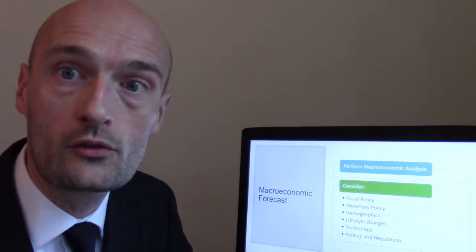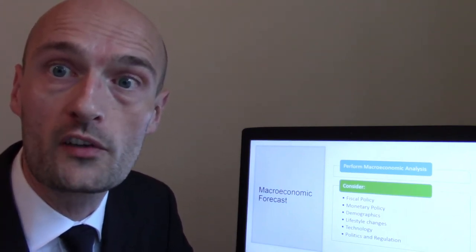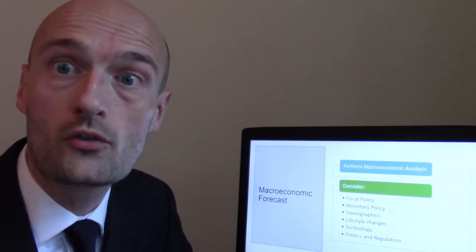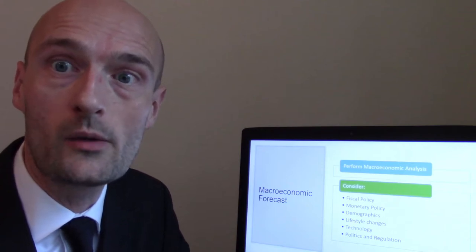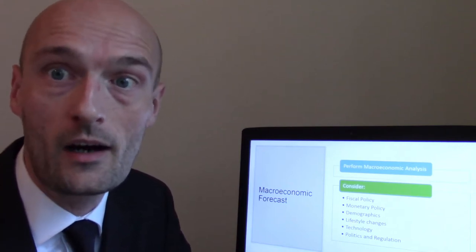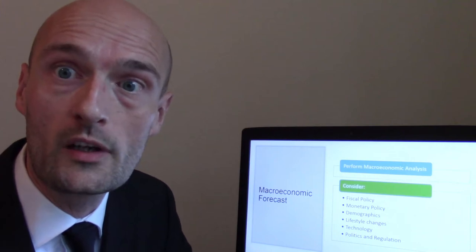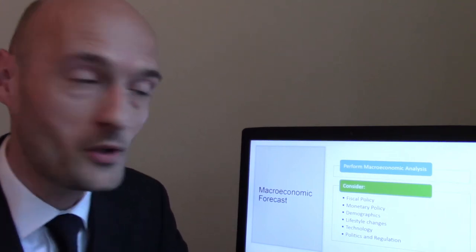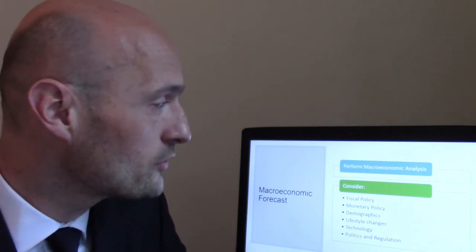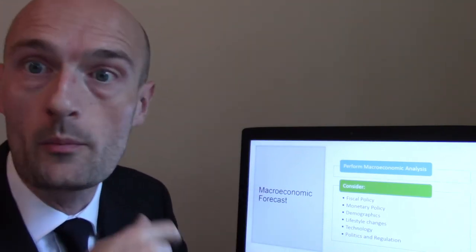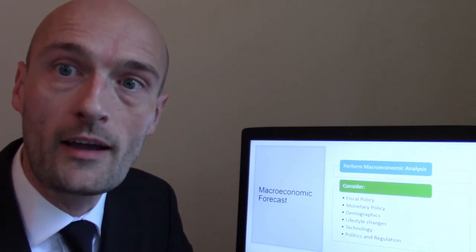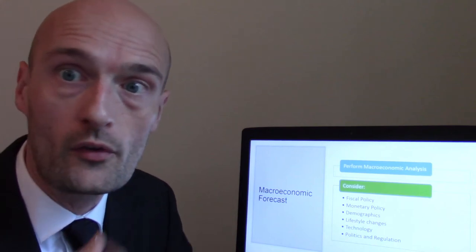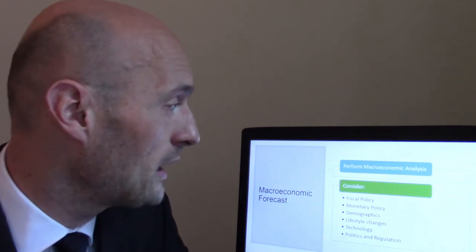What else have we got? Monetary policy. So what's happening with interest rates? Are interest rates going up or down? Often they tend to trend, in that usually when a central bank hikes interest rates once, they do it again. It's not that often that you see them moving it up a little, down a little, up a little, down a little. And so to a certain extent, looking at monetary policy and trying to work out what the likely future monetary policy will be might be very useful to you in your macro analysis.